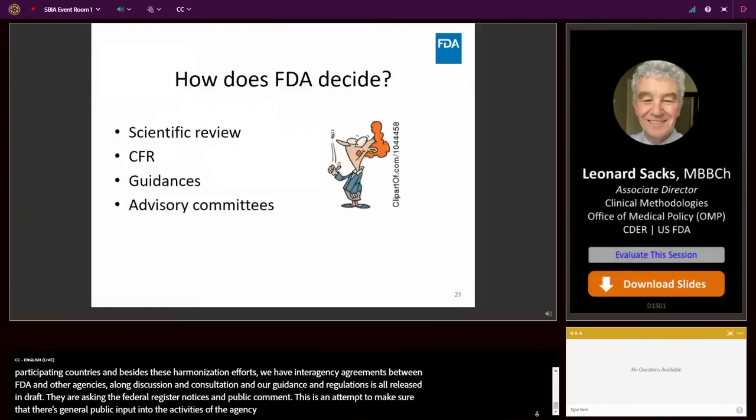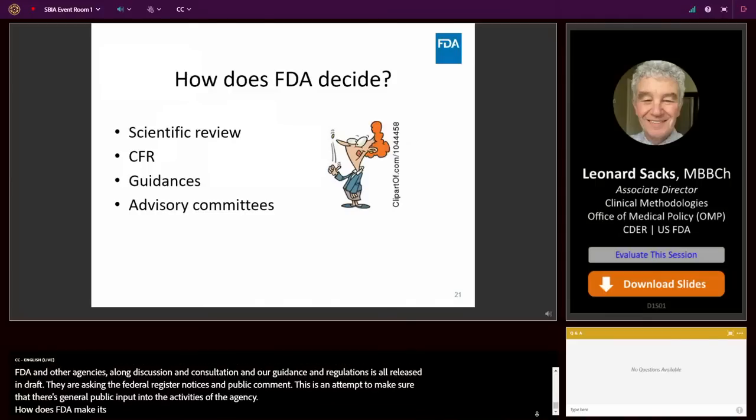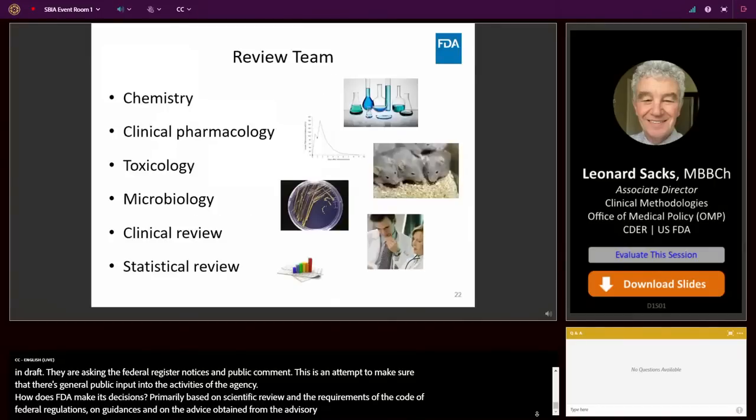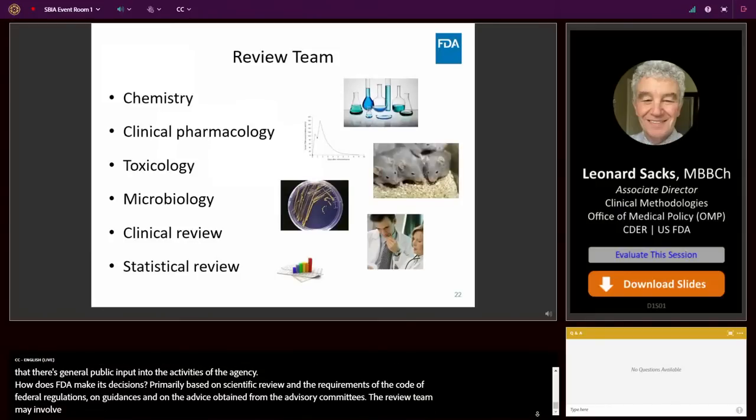How does FDA make its decisions? Primarily based on scientific review, also on the requirements of the Code of Federal Regulations, on guidances, and on the advice obtained from advisory committees. Review teams may involve several different disciplines, including chemistry, clinical pharmacology, toxicology, microbiology, clinical reviewers, and statistical review.